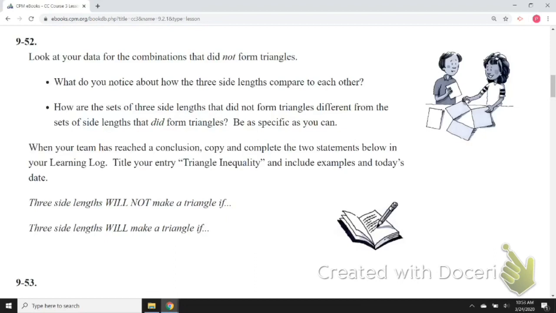And then when your team has reached a conclusion, copy and complete the 2 statements below in your learning log, title it Triangle Inequality, and include today's example. So it says 3 sides will not make a triangle if, and then you can draw your conclusion there. Then you can say 3 sides will make a triangle if, and you can write your conclusions there as well. Okay, so right now would be a great time to pause and complete those 2 sentences right there, and see what you notice. Go ahead and jot that down.